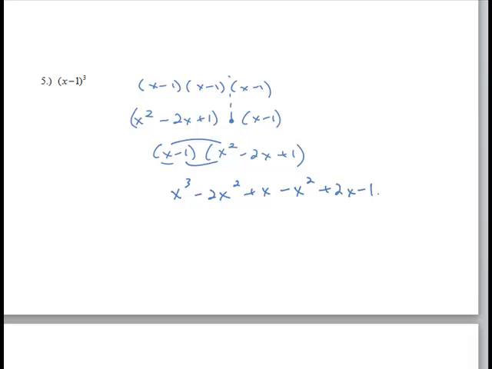Now it's just a matter of combining like terms. x cubed does not have a like term. We bring it down. Negative 2x squared and negative x squared gives us negative 3x squared. x and 2x gives us 3x, and that minus 1.